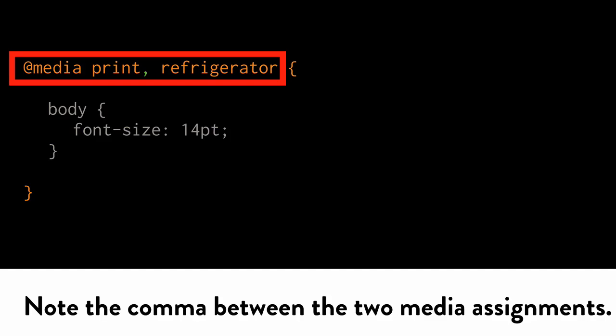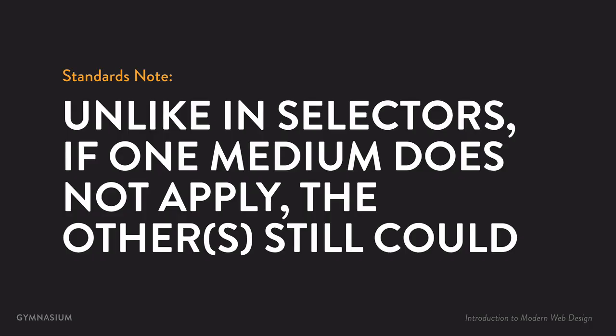Whereas with a compound selector, if any of the selectors weren't understood, the entire rule set would be ignored. With the @media block, if any of these are not understood, they're just ignored. So in this case, refrigerator doesn't exist as a standard media assignment. So browsers that come along won't know what to do with refrigerator, so they just throw that value away. But they do understand @media print, so they keep that. So they won't throw away the entire @rule, they just ignore the piece that they don't understand. So unlike in selectors, if one medium doesn't apply, the others still could.